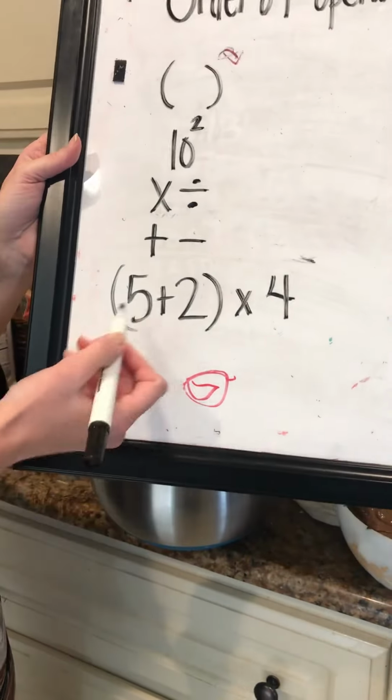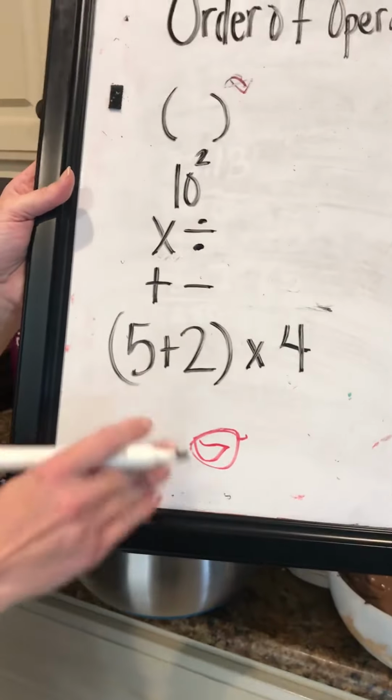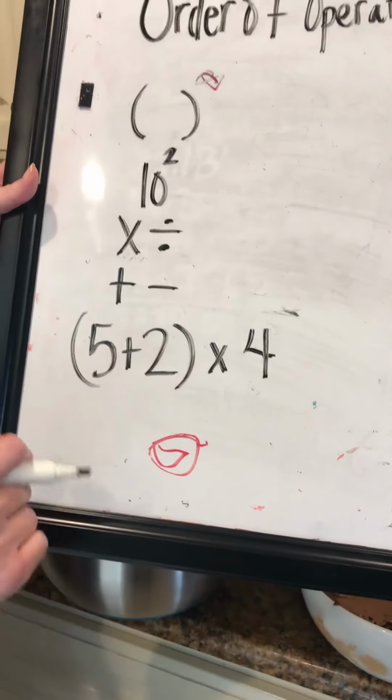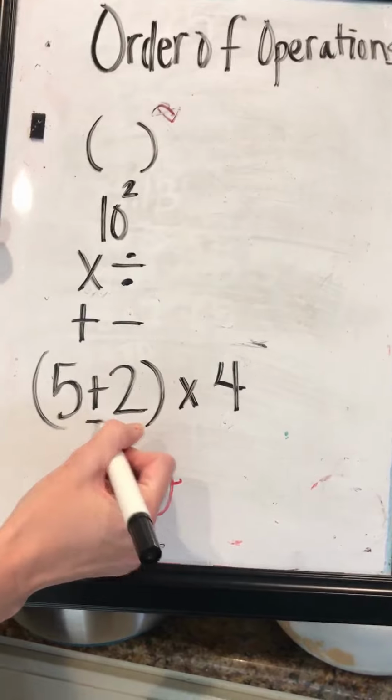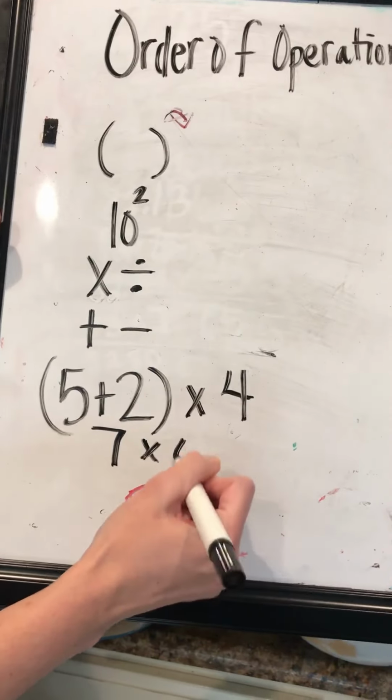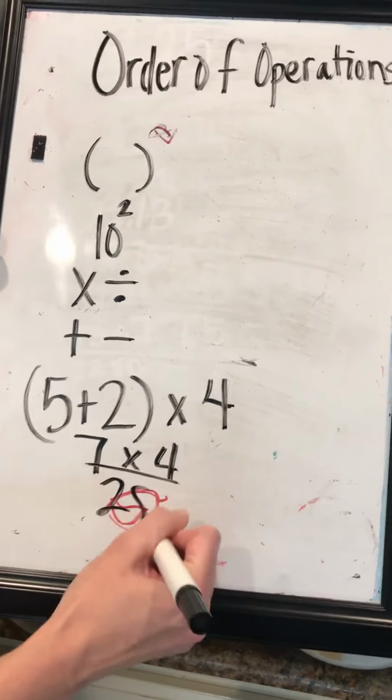So with this problem here, I'm going to work out the parentheses first. So 5 plus 2 gives me 7. Then I'm going to multiply it by 4. So that gives me 28.